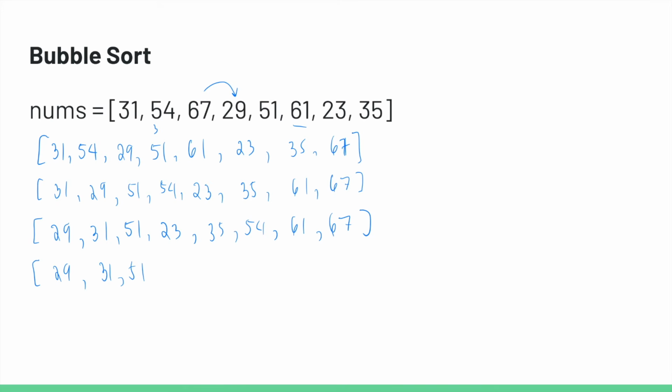But 51 is greater than 23, so we need to swap those. So 23, and then 51, and then 35. But actually 35 is less than 51, so we need to swap those. 51. And then everything else is pretty much sorted.